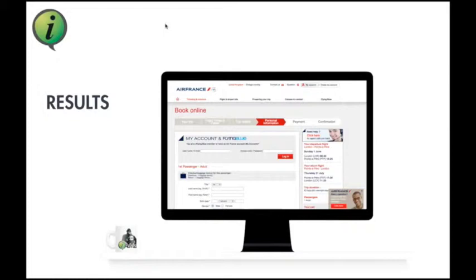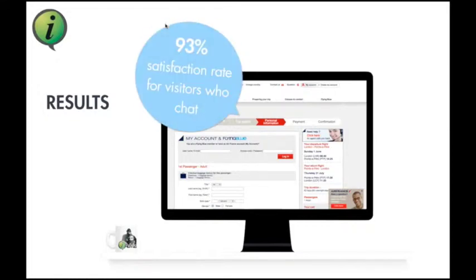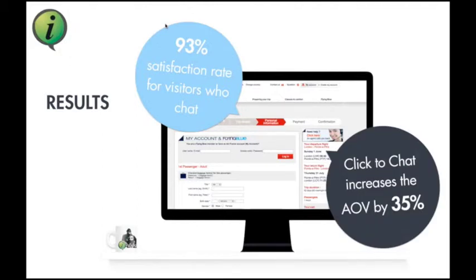And other results. So Air France achieved a 93% satisfaction rate for visitors who chat on their website. And more importantly for today, they also clicked to chat and managed to increase the average order value by 35%. So that means that the average order value or average basket value of people who chat on the Air France website is 35% higher than those who do not chat.